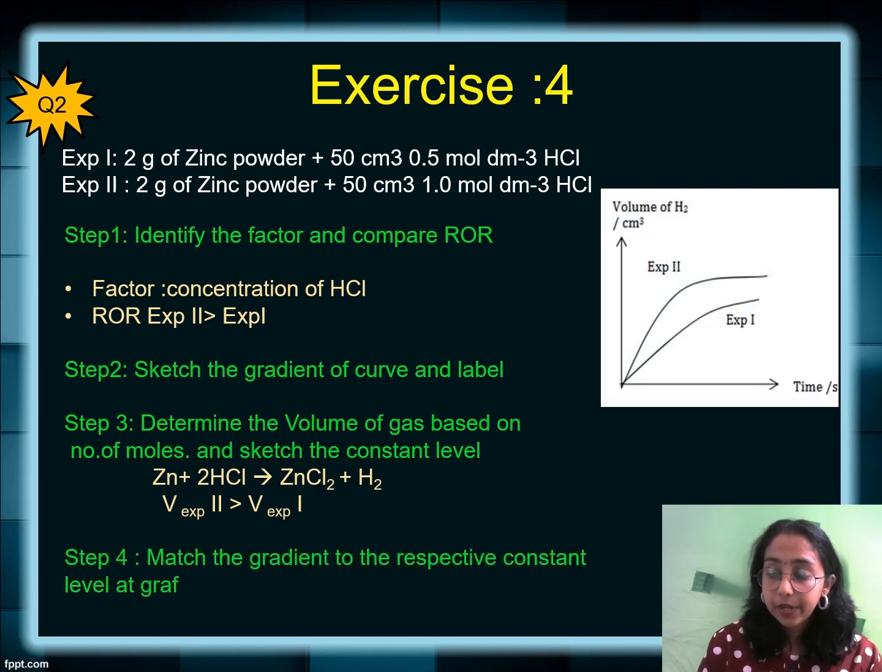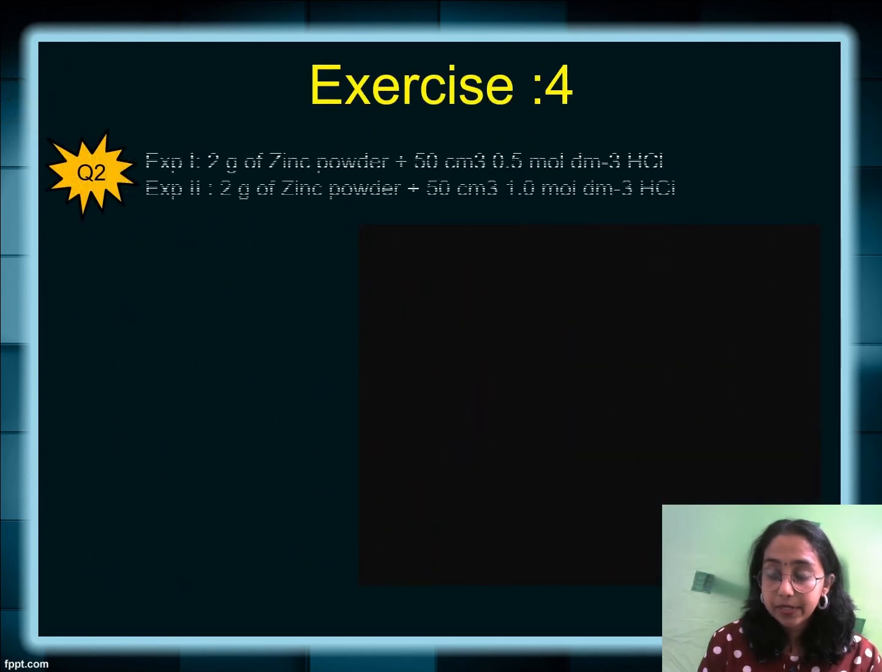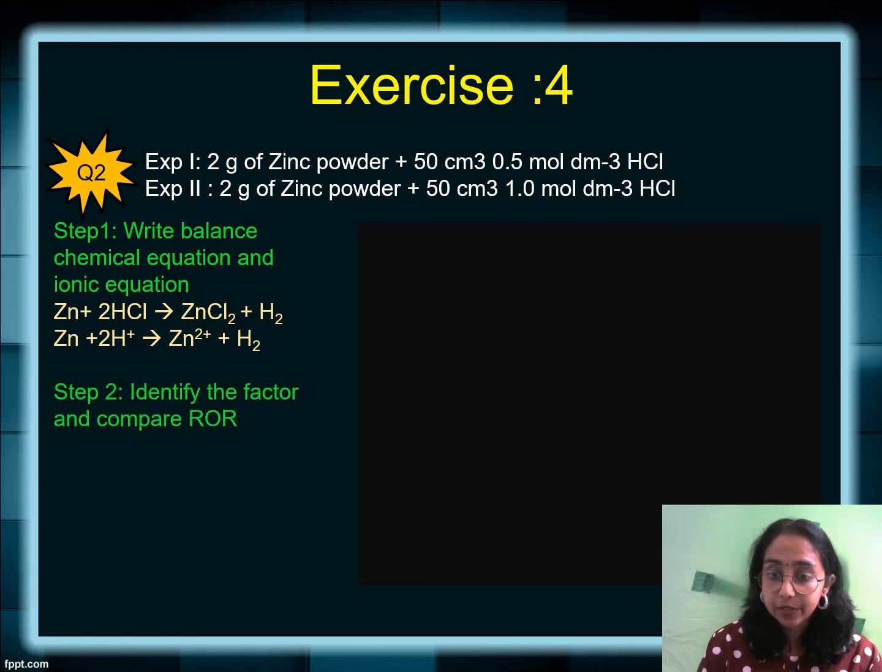Then finally go and sketch your graph. So for this question, how do we write the essay for collision theory? As I mentioned to you, again please write the balanced equation and ionic equation and identify the factors which we have learned.